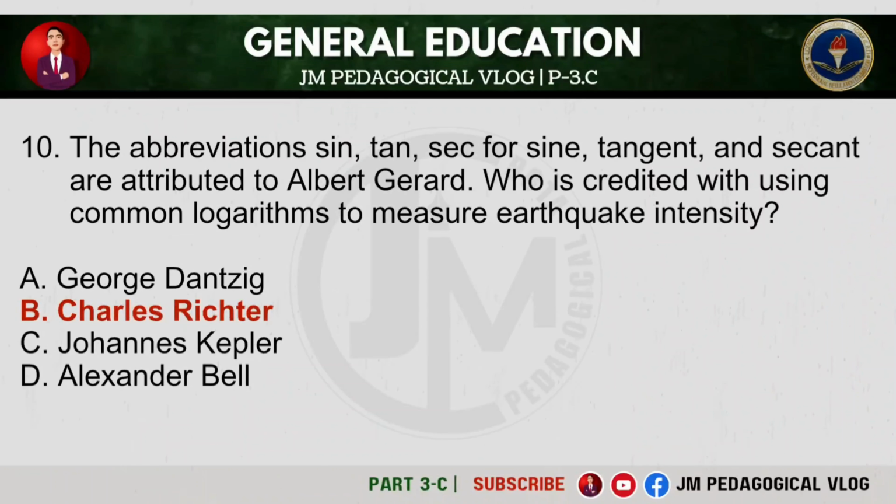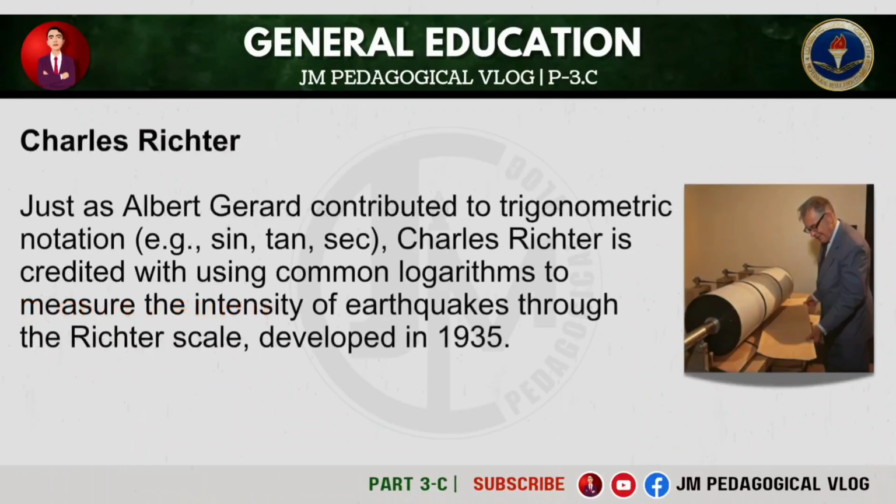B. Charles Richter. Just as Albert Girard contributed to trigonometric notation, e.g., sin, tan, sec, Charles Richter is credited with using common logarithms to measure the intensity of earthquakes through the Richter scale, developed in 1935.